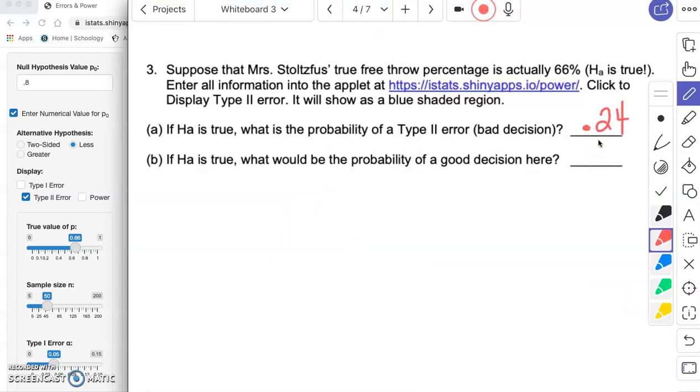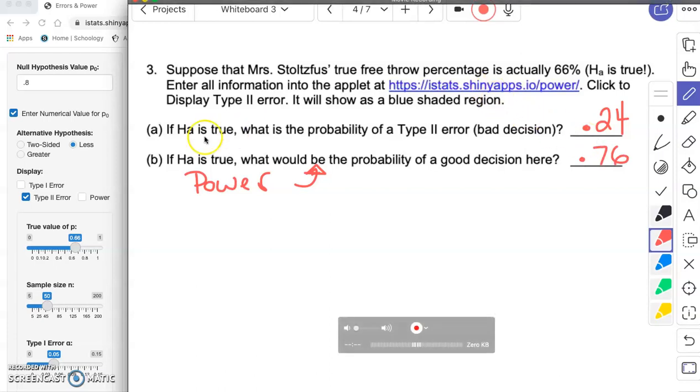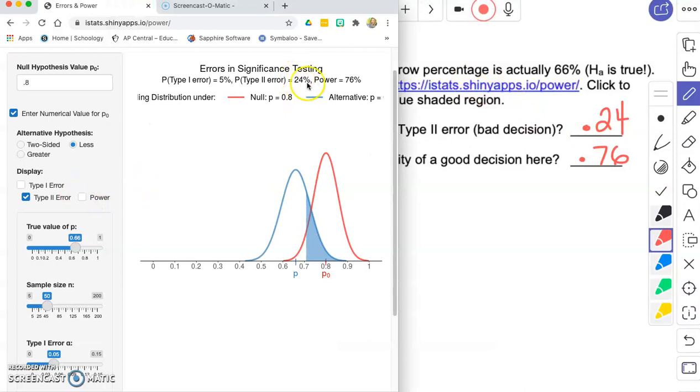And the next one says, if the alternative is true, what's the probability of a good decision? All right, so this is what we're typically looking for. This is our power. So our power has got to be 0.76, and I'll switch back so you can see that. That relationship is 1 minus 0.24, so I know I've got to be right there. And there I can see it. Okay, so I'm going to show you a couple of different things here. Normally you're looking at the red, and you would be shading in this right here.